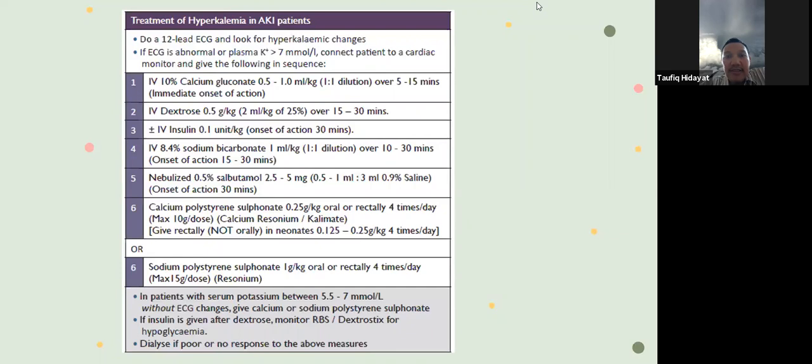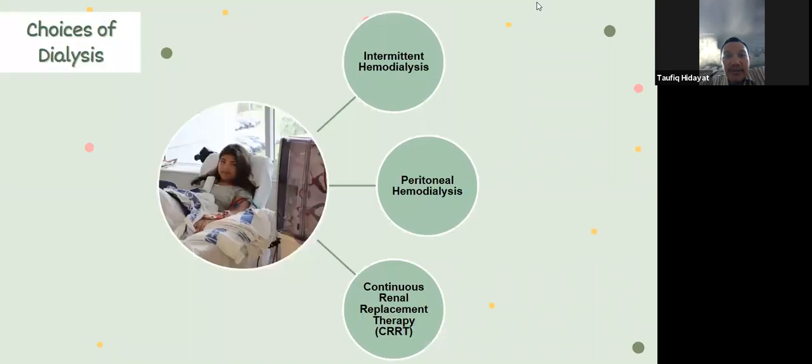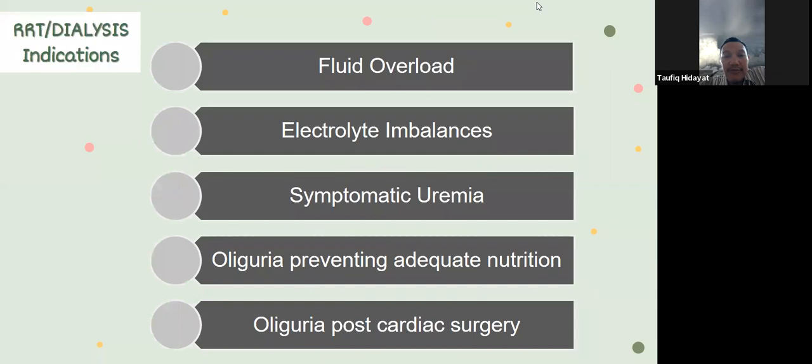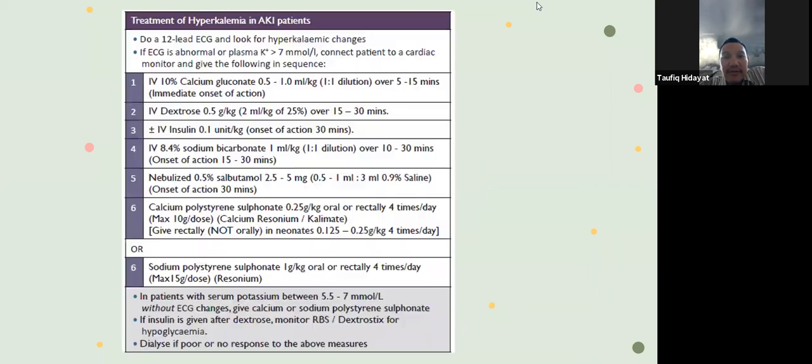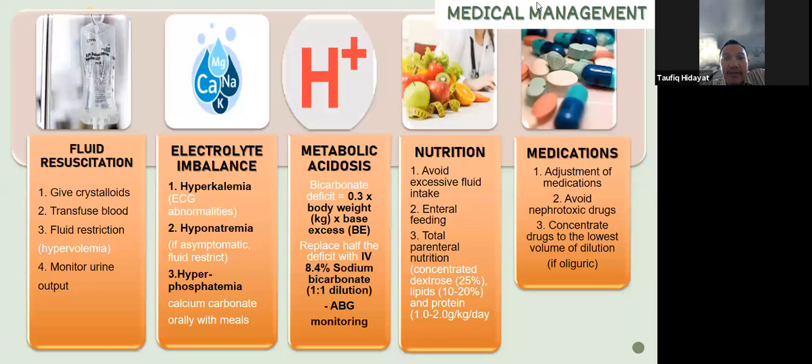Okay, the previous slide. Sorry, next slide, no, the previous one. About this one, this is the comprehensive management. So we cannot only think about the medication. We need to think about the fluid, how to treat the electrolyte, how to treat the acidosis, what to do with the diet, and so on and so forth. So all this is comprehensive holistic management.